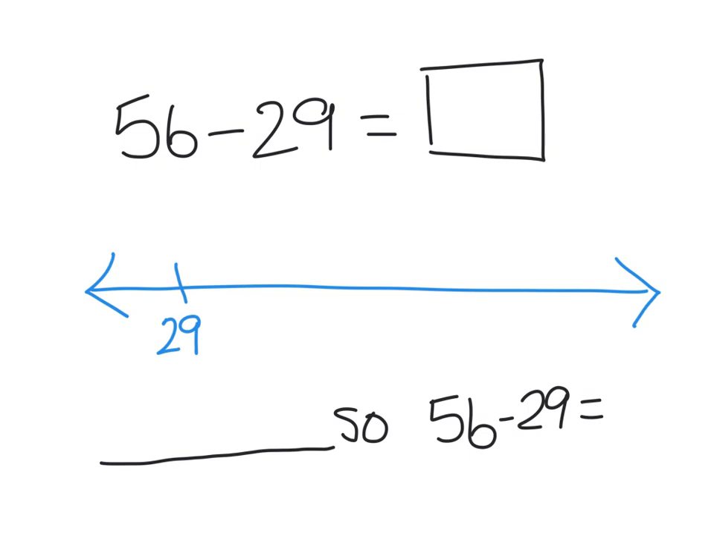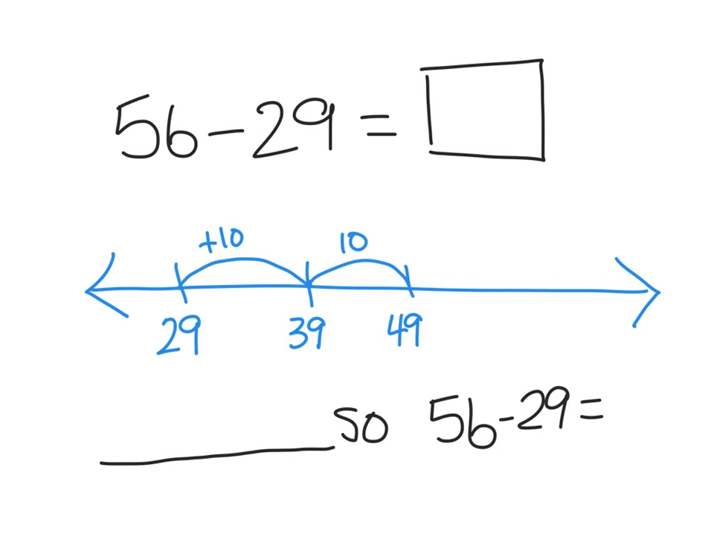So I'm going to jump a 10, and I'm going to land at 39, and another 10, and land at 49. Now, if I jump another 10, I'm going to land at 59, and that's too high because remember, I'm trying to get to 56. So instead, I'm going to do something smaller, and I'm just going to jump some ones until I get to 56.